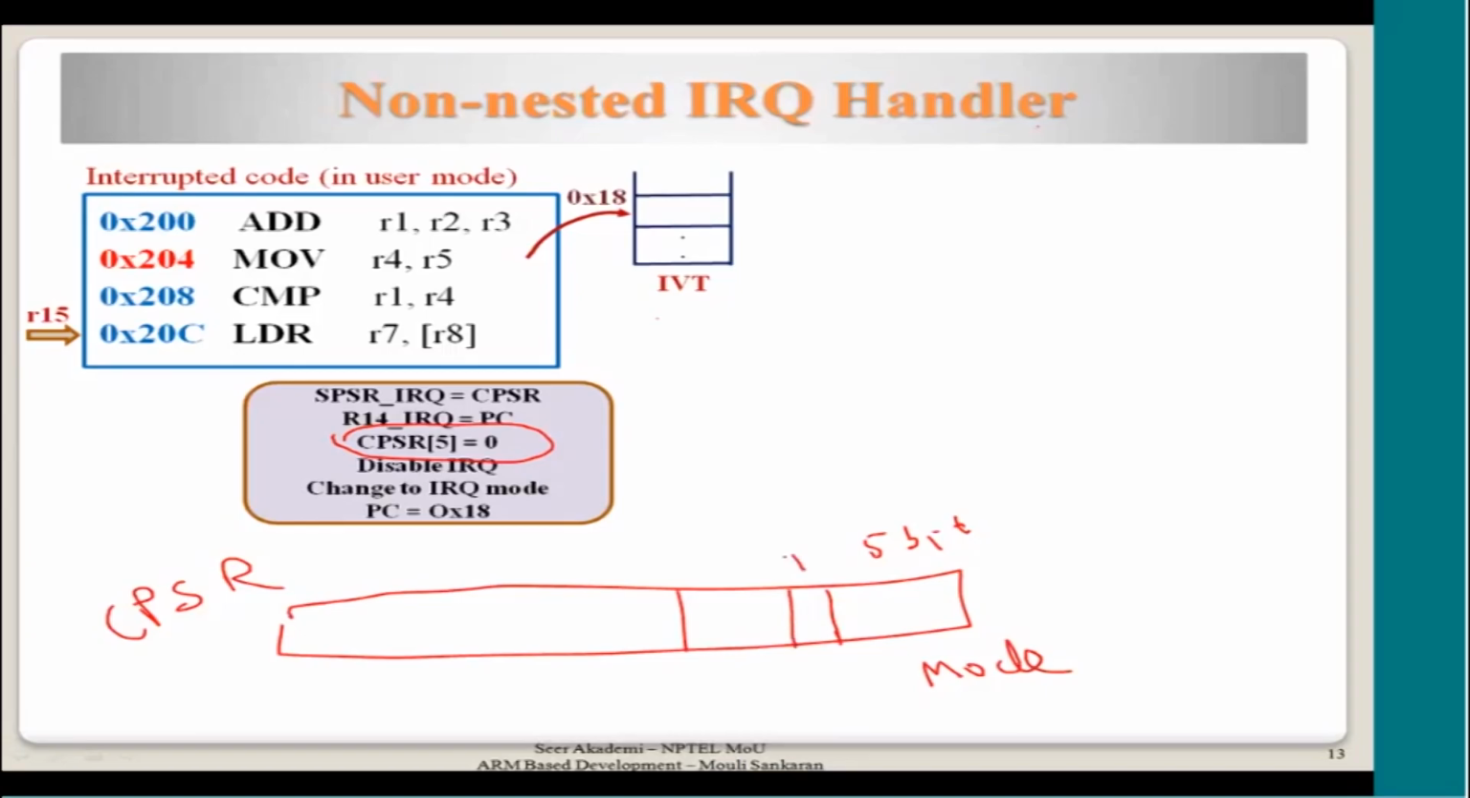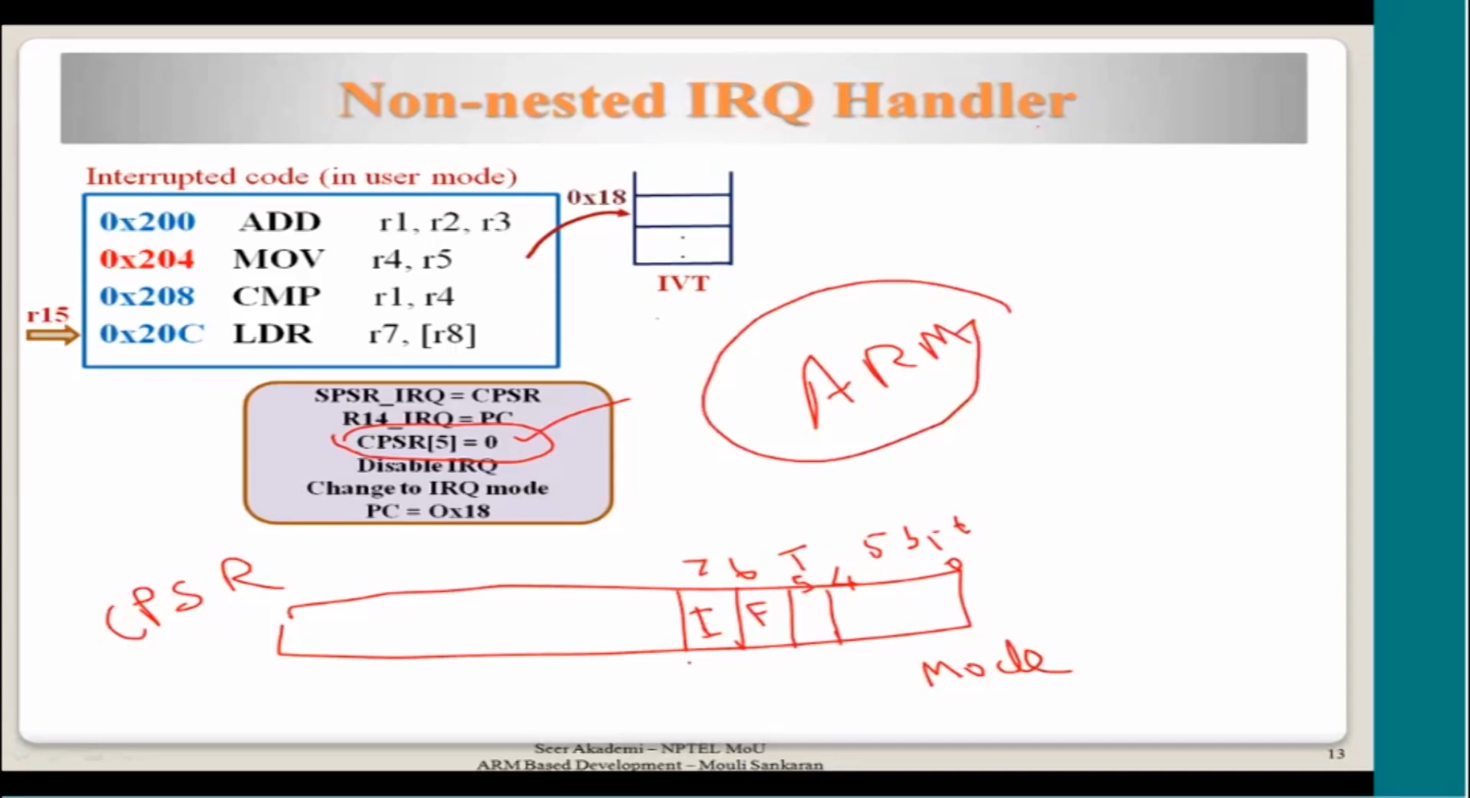Then, bit 0 to 4 is mode bits, and bit 5 is the thumb mode, and IRQ bit is here and FIQ bit is here. Okay, 7 and 6. So bit 5 is actually thumb mode. It needs to be cleared. Why? Because all the exceptions are handled in ARM state. Please remember, all the exceptions are handled in ARM state.